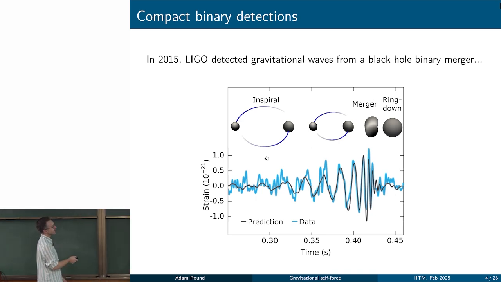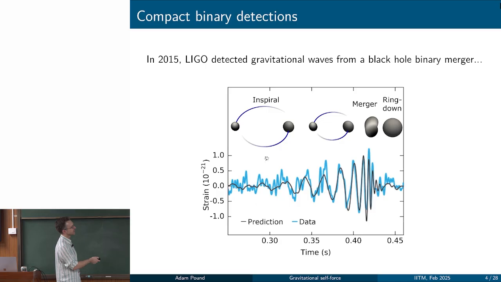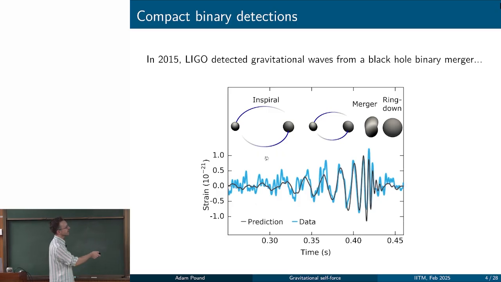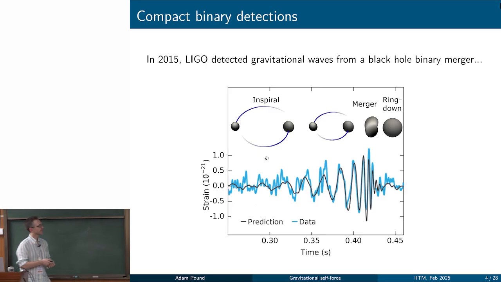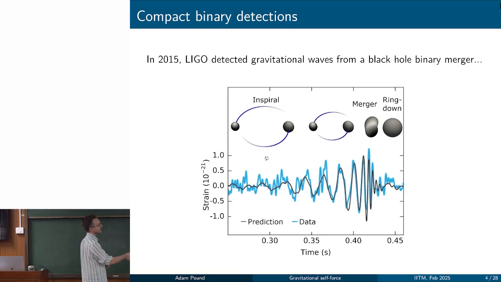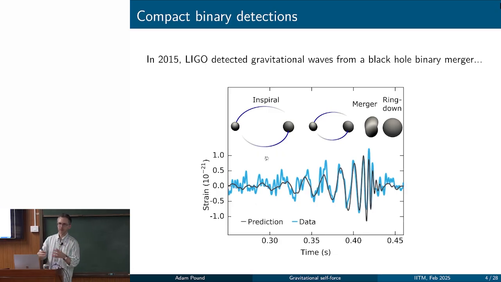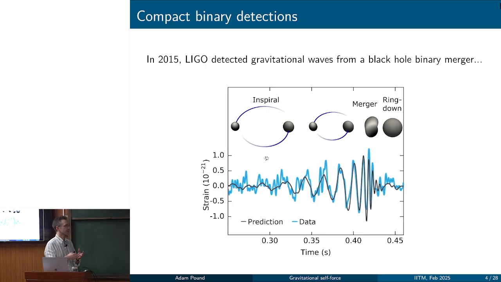So this has three very distinct phases: an in-spiral, where the two objects are far apart, gradually getting closer as they emit gravitational waves. The final merger, where they come to be just a single black hole. And then you have the ring down, where that single black hole vibrates, emits radiation until it settles down to be a Kerr stationary solution.